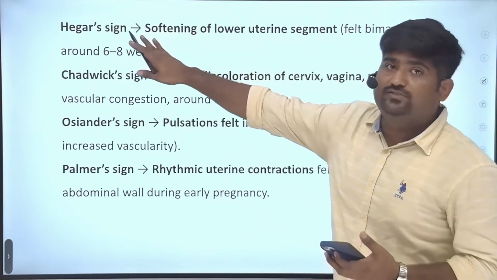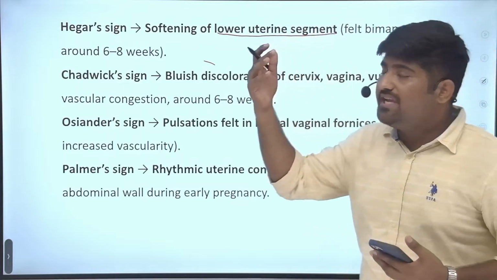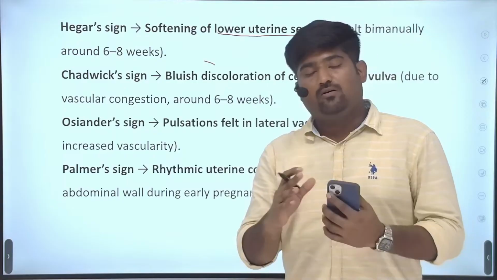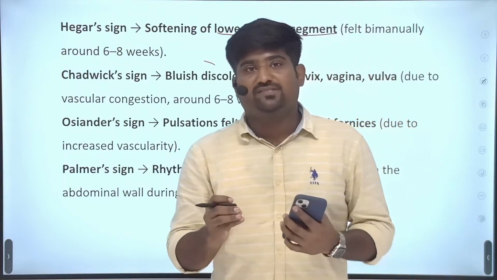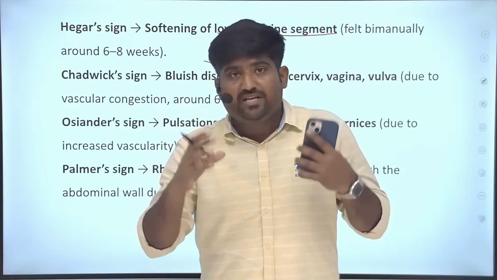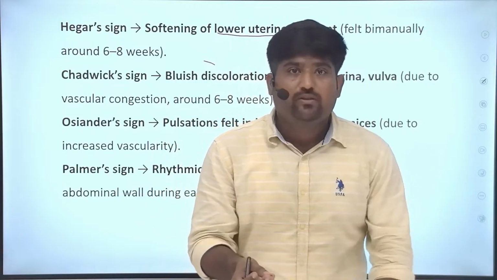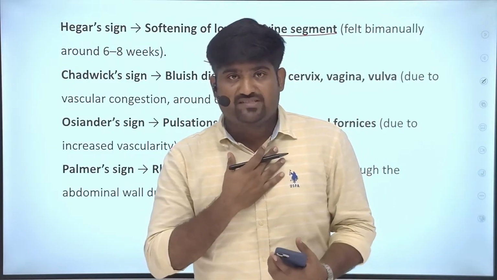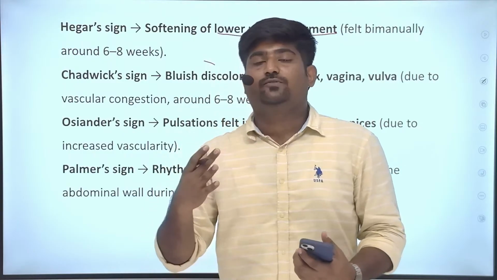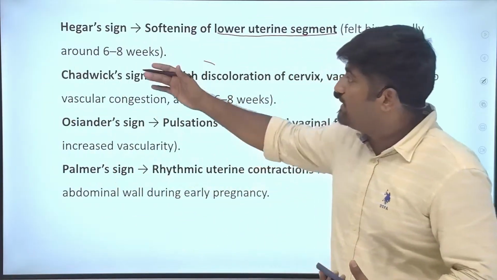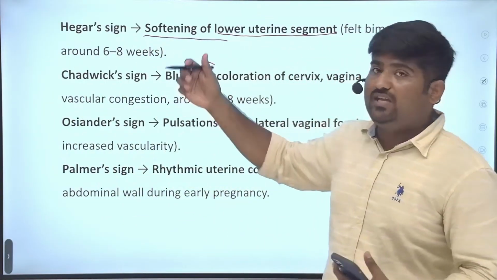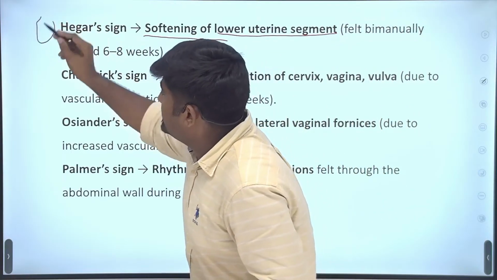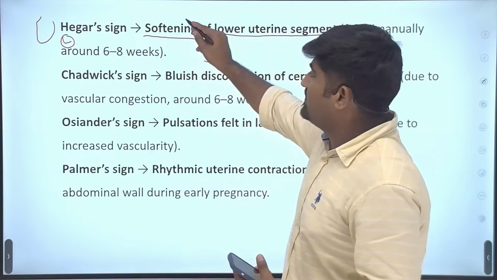Hegar's sign: softening of the lower uterine segment. Why am I repeating it again and again? Because some students will make mistakes. Most people will learn everything, but while entering the exam, or after seeing the question, you will have confusion. I have faced this as a student, a lot of confusion on this point, so I keep on repeating. Hegar's sign, softening of the lower uterine segment. H for lower, H downwards. Lower uterine segment softening.